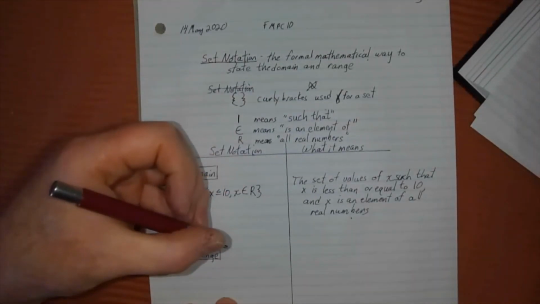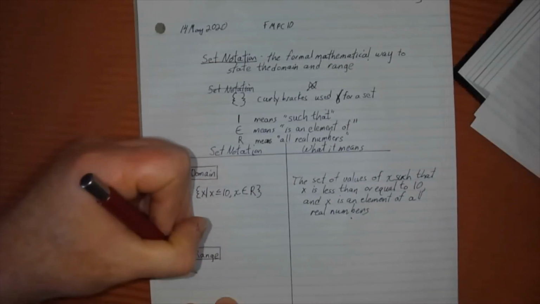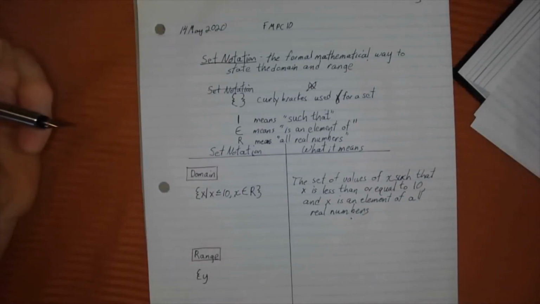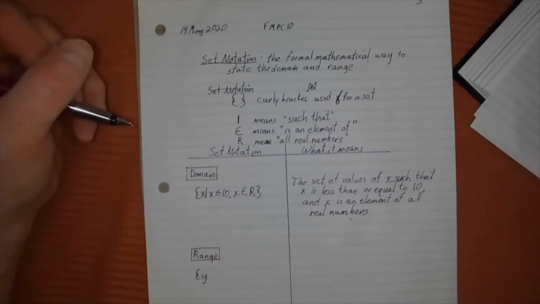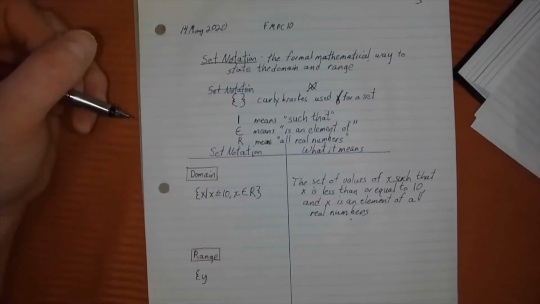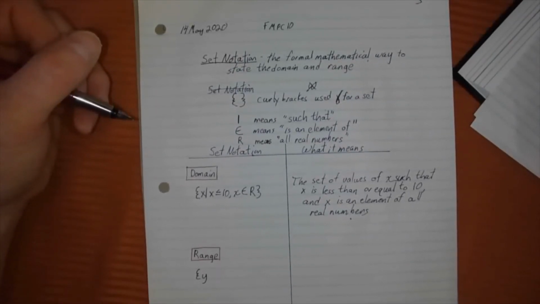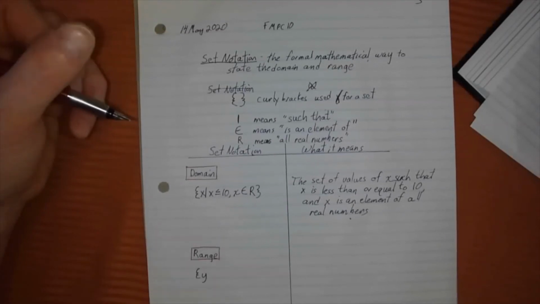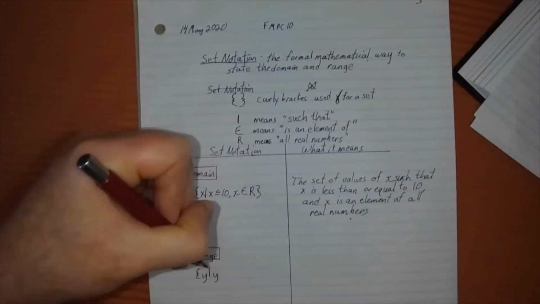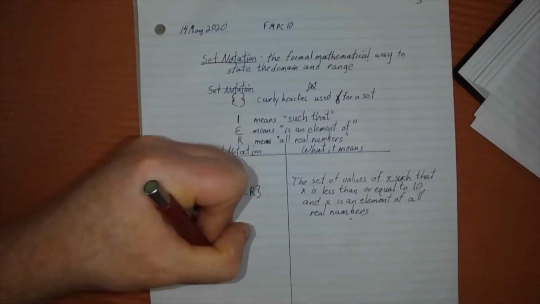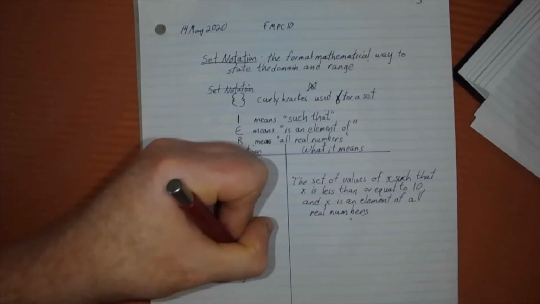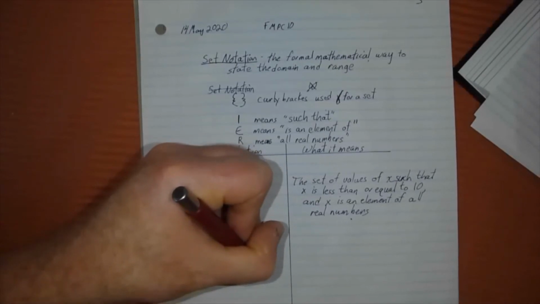Alright. Range. Well, range is the set of values y. My curly brackets are always a little wonky. Do them as best you can. Just don't make them look like square brackets or regular parentheses. You need to have a distinct curly bracket shape. So the set of values of y such that y is greater than 20 and y is an element of all real numbers.